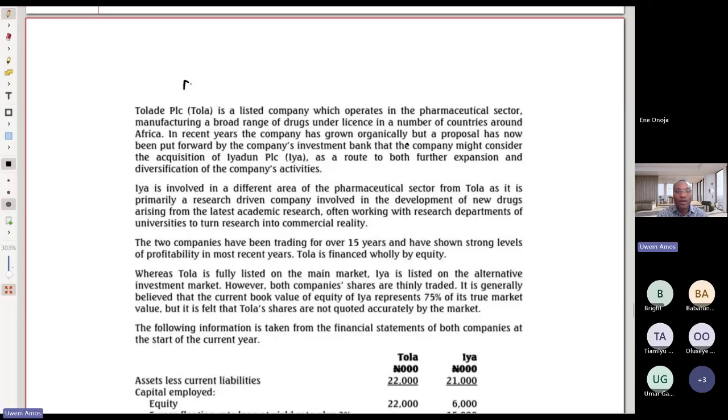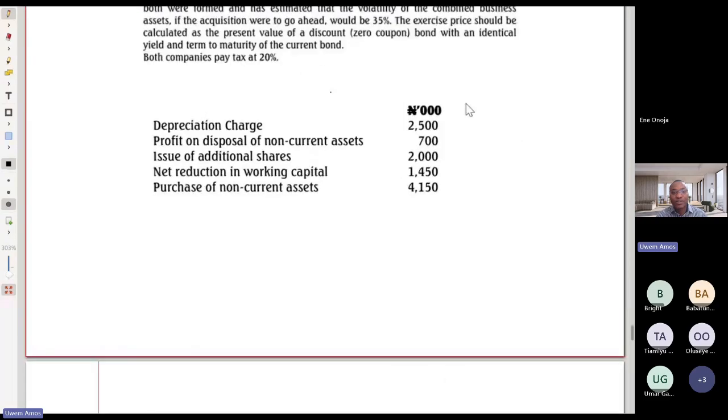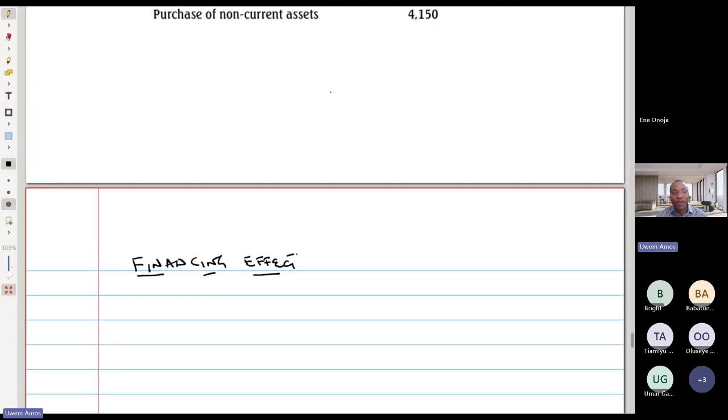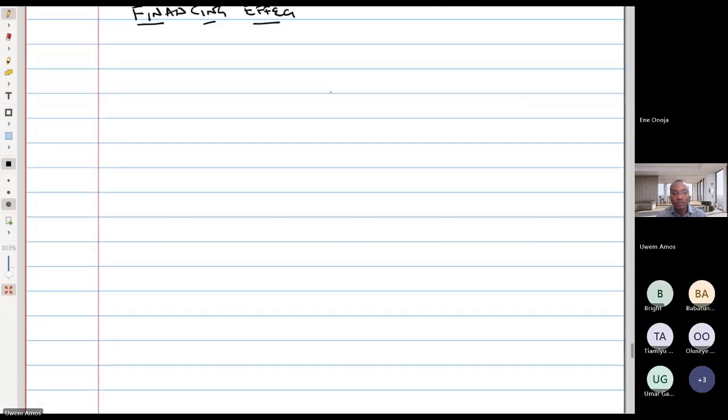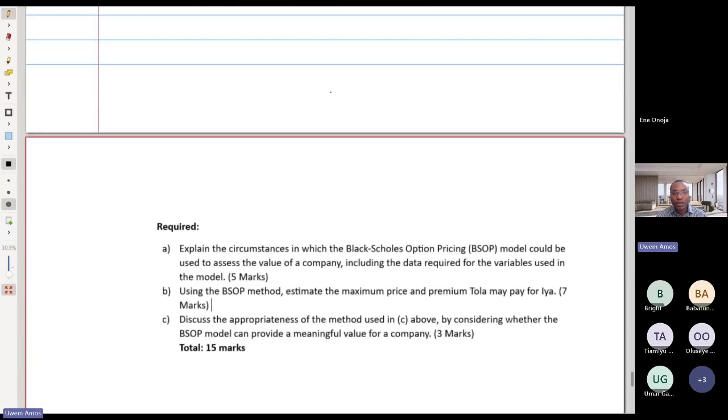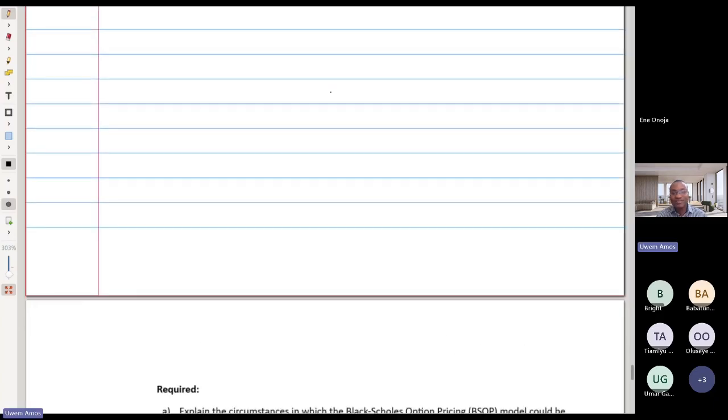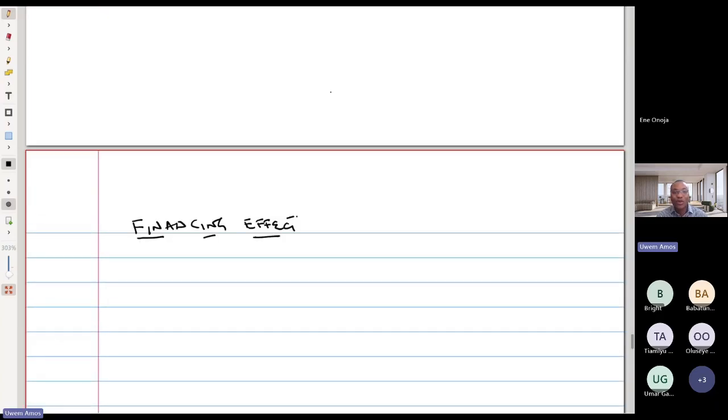So this is November 2024 question 1. If you want to see the full question, you can go to November 2024 question 1. But I'm just focusing on the option pricing part. So I took off the other part, which was on business investment appraisal. But let's read the question.